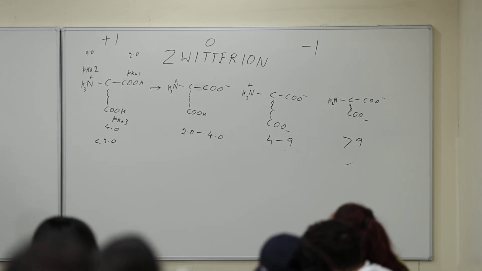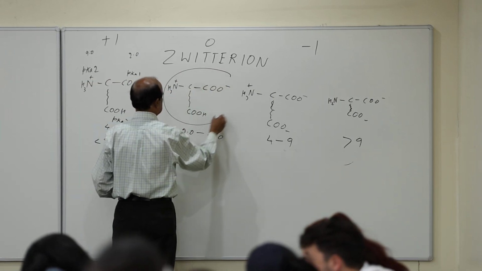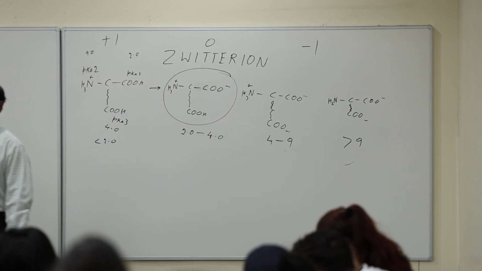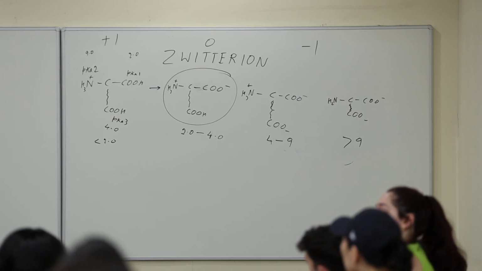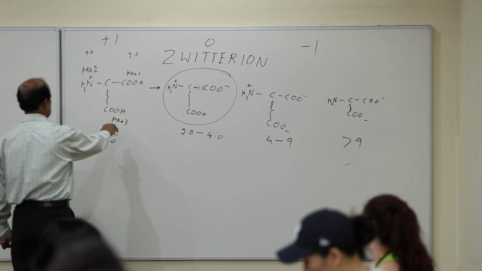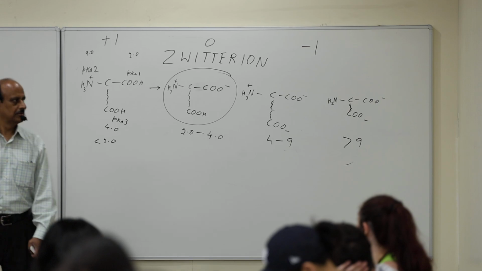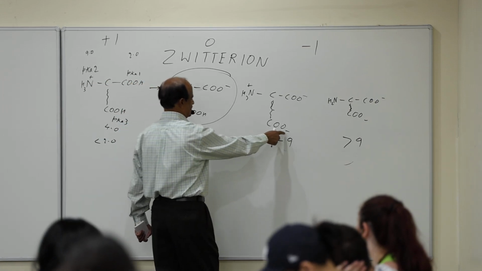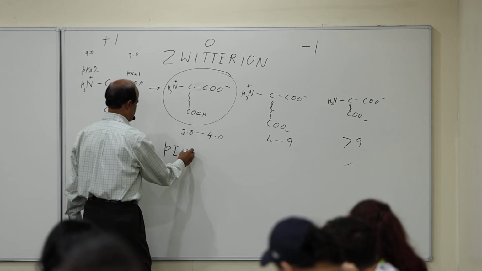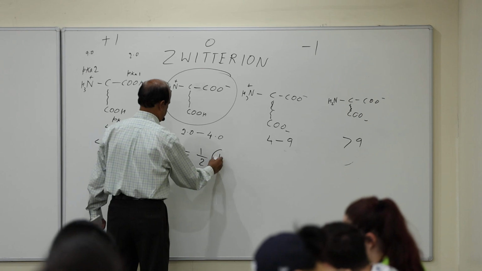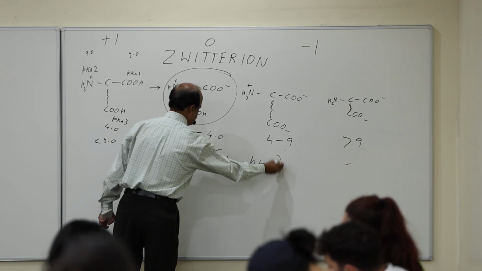Alright, so at which point is the zwitterion? The zwitterion is this one, right, 1 plus and 1 minus. And at what pH will that happen? It will happen between this and 4.0, because if it goes above 4.0, then it starts to have an extra negative charge. So for this one, the pI will be the average of pK1 plus pK3.